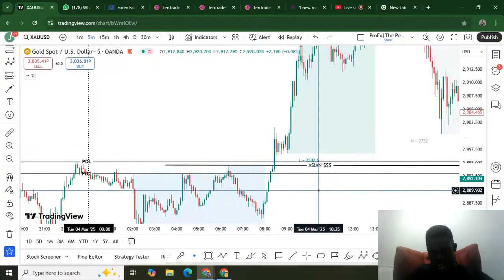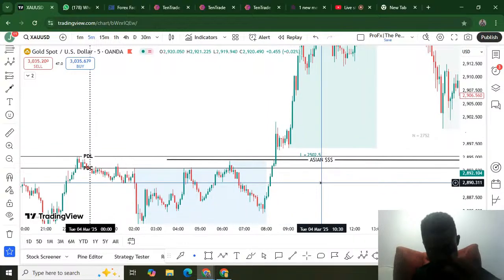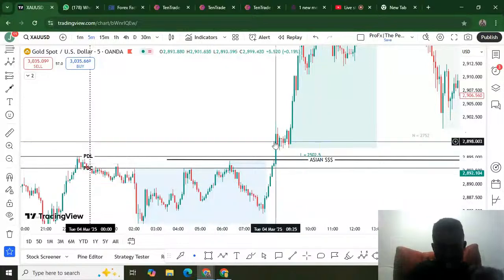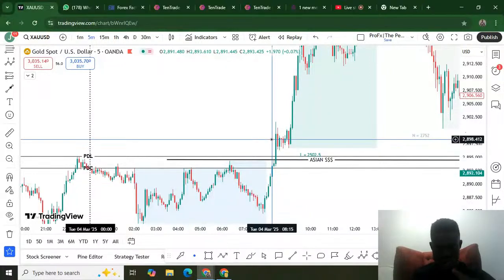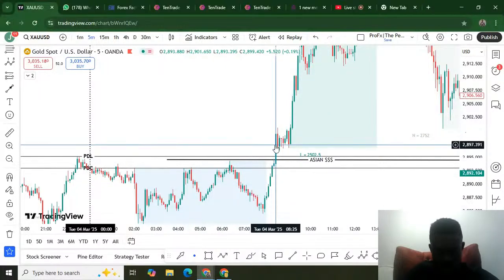Me, I'm flexible. We have three entry confirmations. One is candlestick, two is change of character, and three is session. So in this one, I have two confirmation entries. One was candlestick, and two, London session.